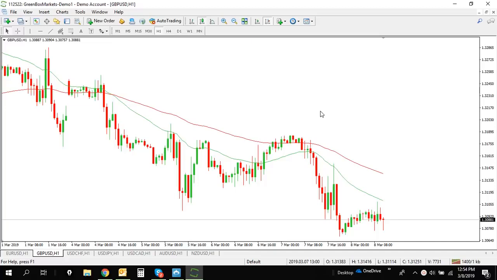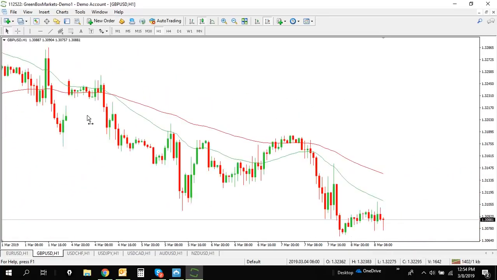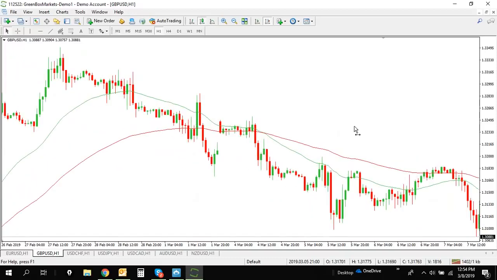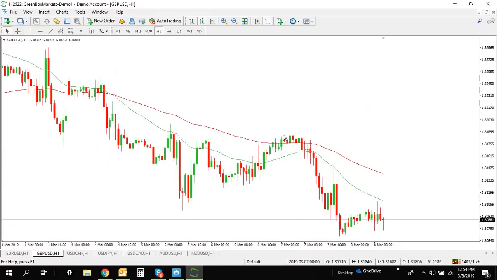So I'm looking at the pound USD chart and obviously not divulging my strategy to you right now, but I'm going to, as an example, enter a trade on this currency pair, and we are going to then decide what lot size we should be trading on this currency pair.